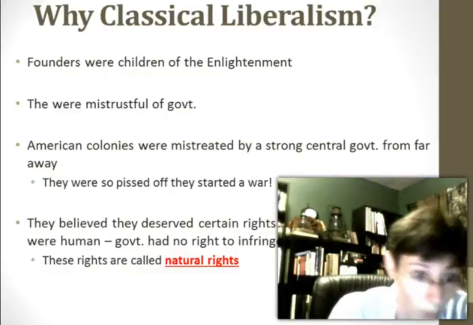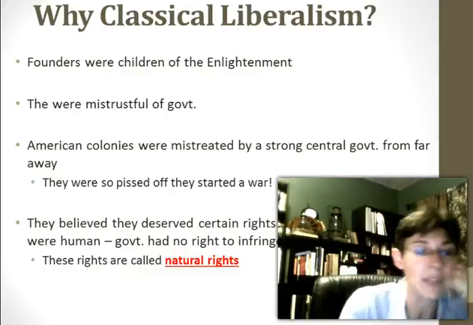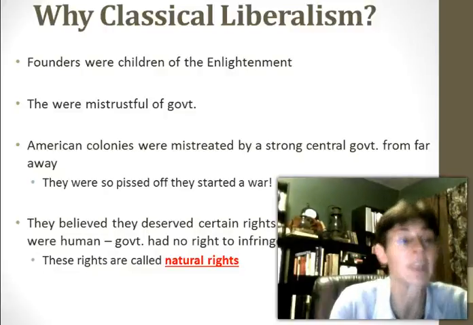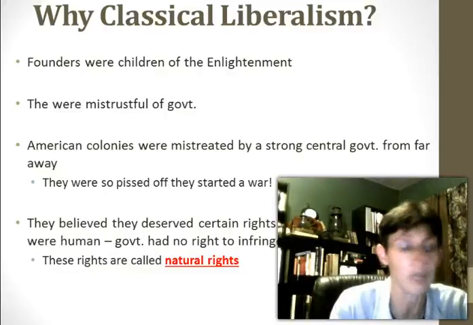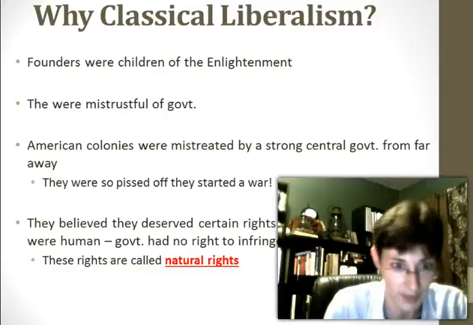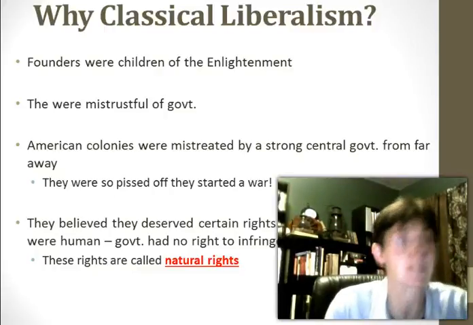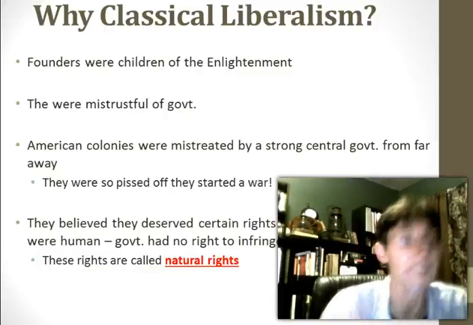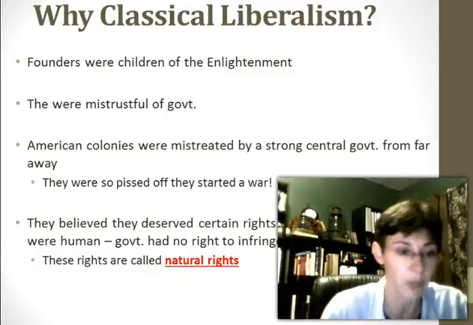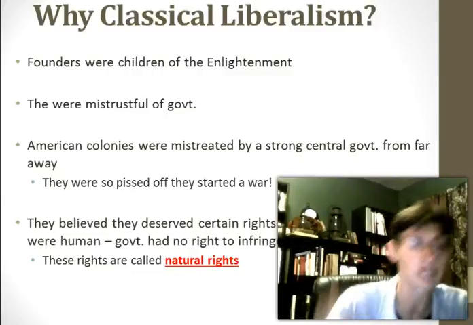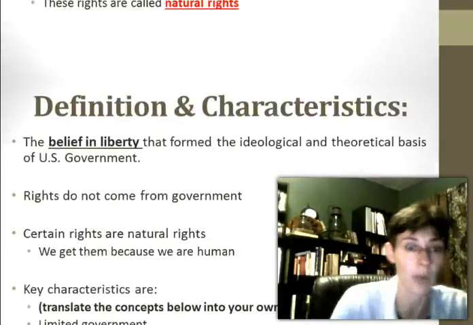So they started a war. Luckily, we won. But they believed that they deserved certain rights because we exist. Rights because we are human. Government does not have a right to mess with those rights. And those rights are called natural rights. John Locke specified those rights. He said it was life, liberty, and property. The government does not give that to you. We just have it because we're human. Thomas Jefferson, with the Declaration, added the pursuit of happiness as well.